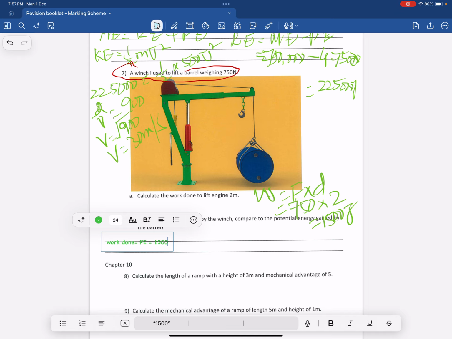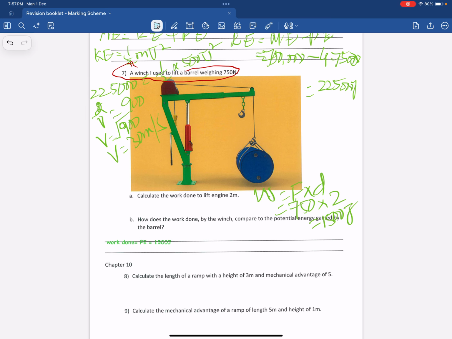So this is chapter 9. Just go through it, ask me if you have any further questions, and I'll do chapter number 10 later.